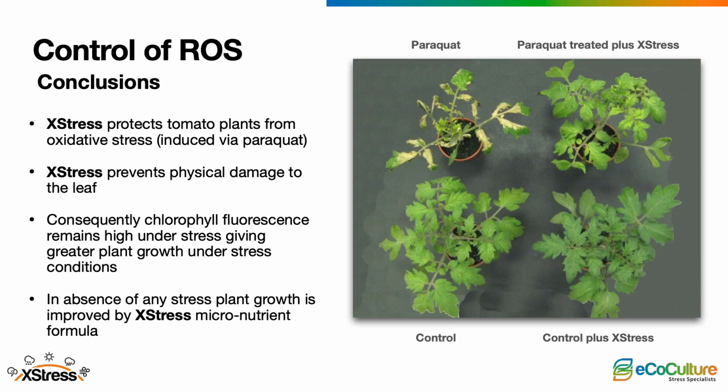Control of ROS. Conclusions. XStress protects tomato plants from oxidative stress. XStress prevents physical damage to the leaf. Consequently, chlorophyll fluorescence remains high under stress, giving greater plant growth under stress conditions. In absence of any stress, plant growth is improved by XStress micronutrient formula.